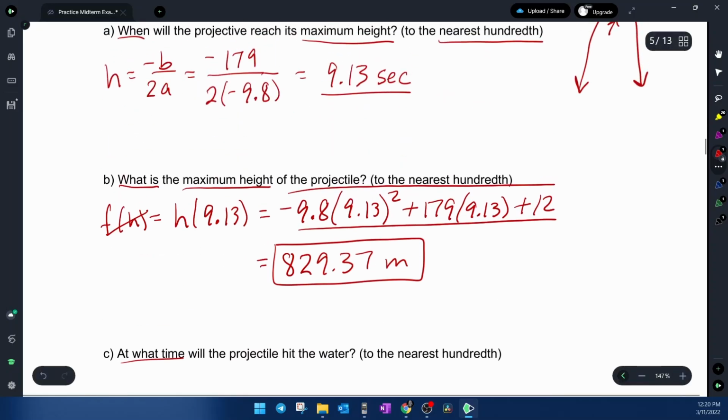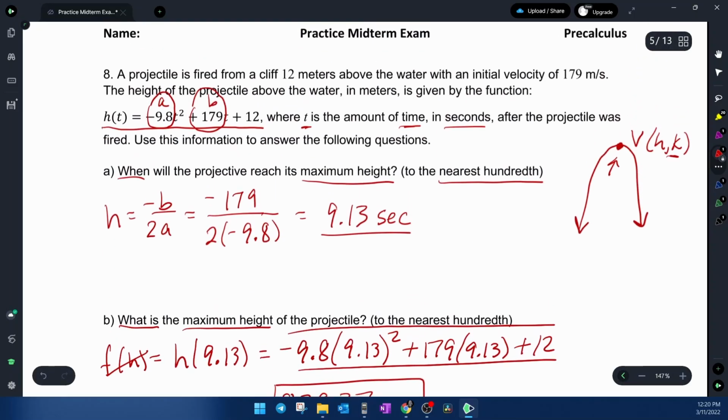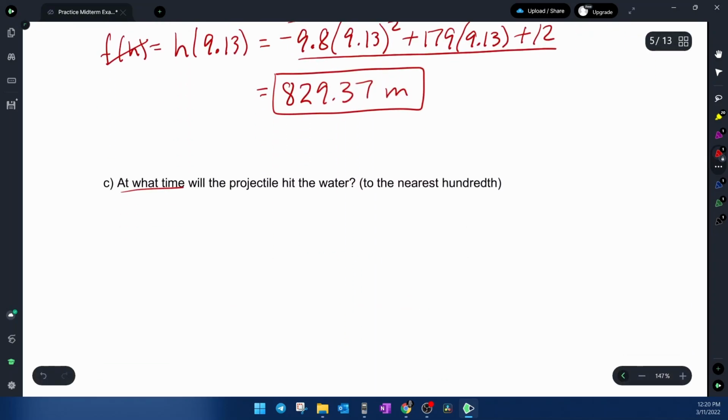So then I've got a question for you. When the projectile hits the water, how high will it be above the water? Well, it would be 0 meters above the water. When it hits the water, it's going to be at the water level, so the height would be 0. So to answer this question, we're going to have to set our function equal to 0 and solve.